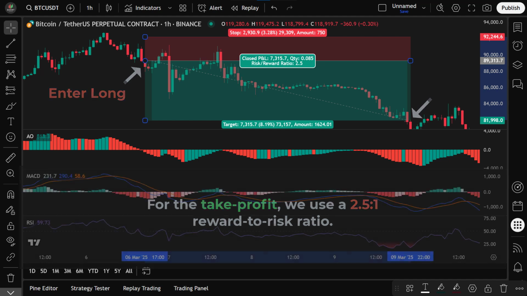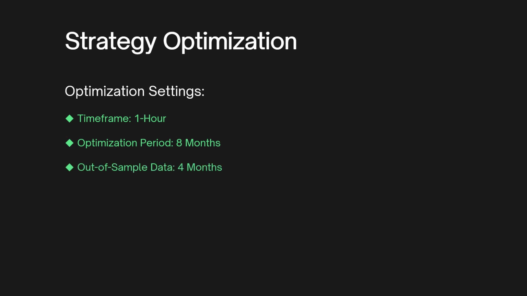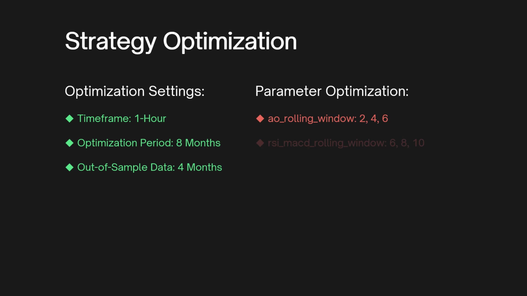Now that we understand the strategy, let's move on to optimization using Freqtrade. We'll test on the 1-hour time frame and split the data into in sample, 8 months, for tuning the strategy, out of sample, 4 months, for testing on unseen data. Key parameters to optimize include AO rolling window and RSI MACD rolling window. These define how long a signal remains valid, since crossover events don't always happen at the same time.